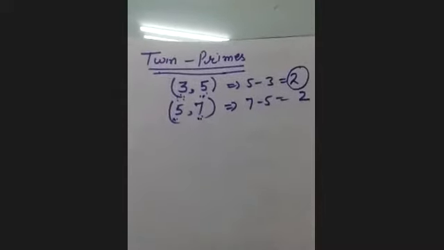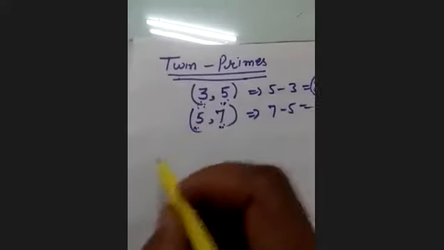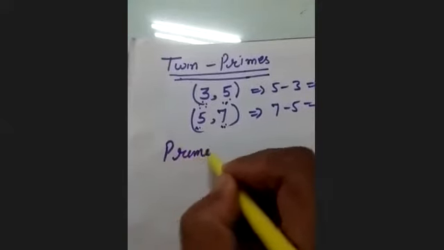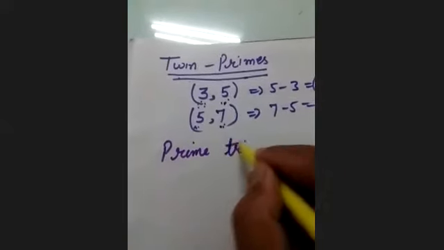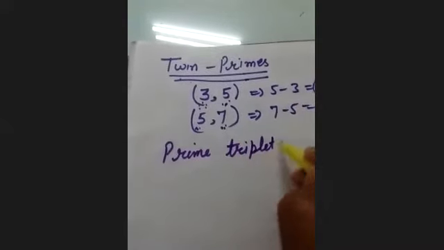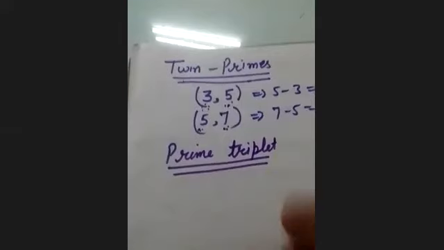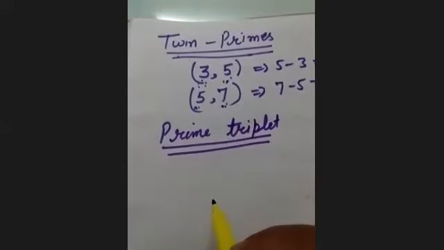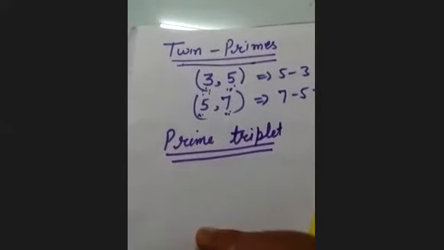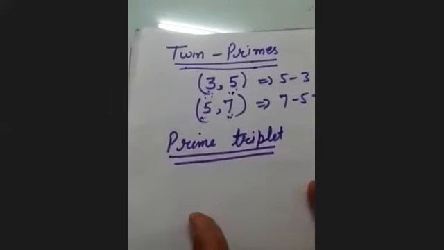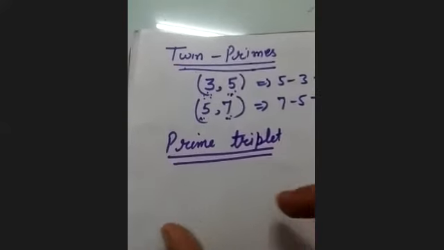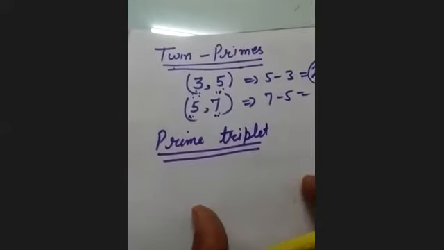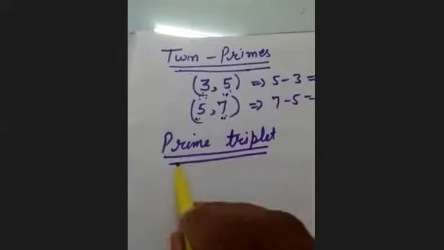Clear, students? Next is prime triplets. Yes, friends. A triplet of consecutive prime numbers which differ by 2. If we have three prime numbers, and the difference between these prime numbers is 2, then these numbers are prime triplets.